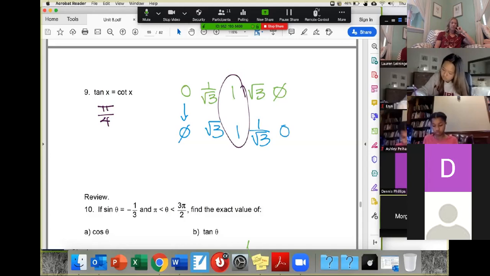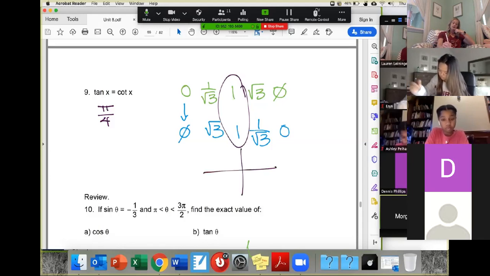Anyone able to think of what that is? Or where it would be? In another quadrant, they're not going to be 1, but they're going to be negative 1. It's going to be over here in quadrant 3. Wait, no, they'll be positive again. Wait, 4 places. Okay, thinking about that, yes, in quadrant 2, they'll both be negative 1, right?